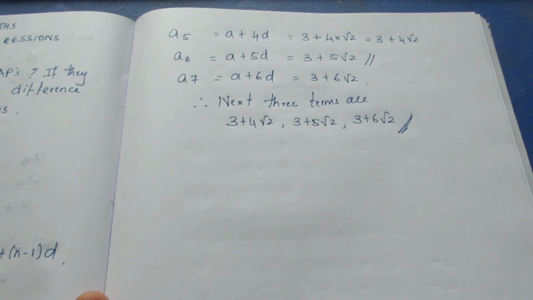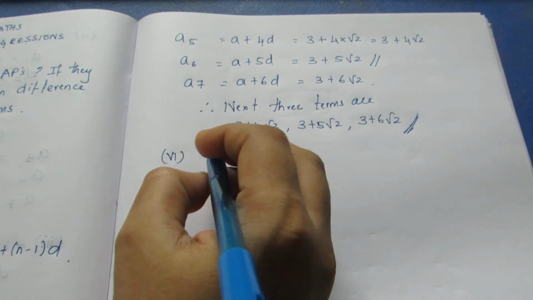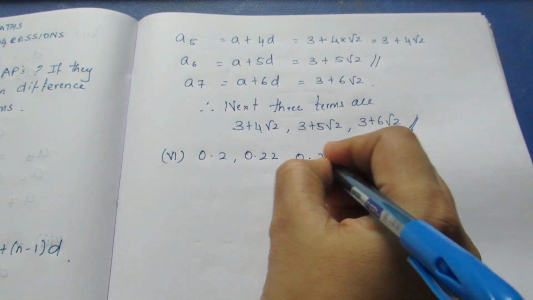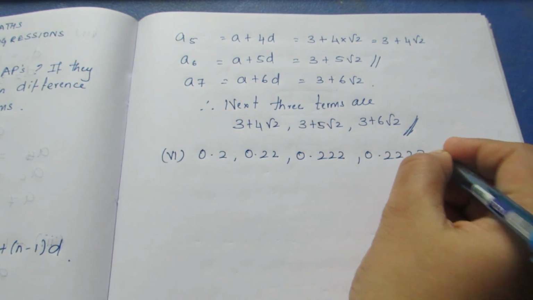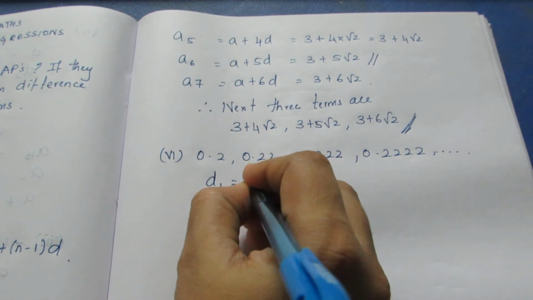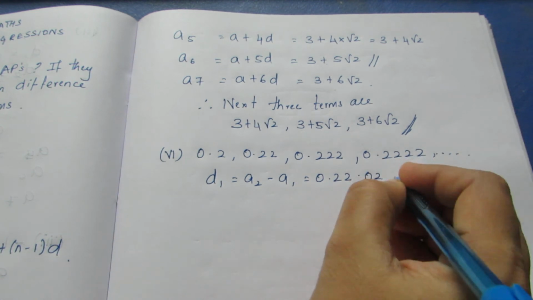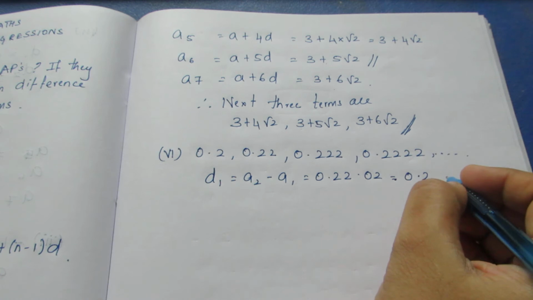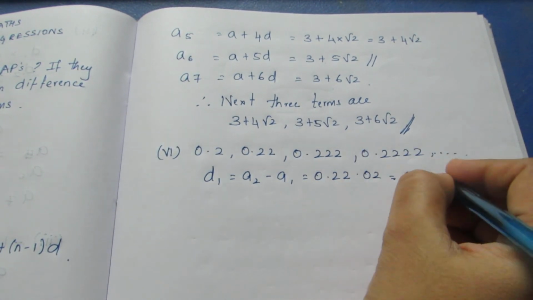So we'll move on to the sixth one. In the sixth one, the question is 0.2 comma 0.22 comma 0.222 comma 0.2222. Now we'll find the common difference D1, that is A2 minus A1, which is 0.22 minus 0.2. Here 0.02.